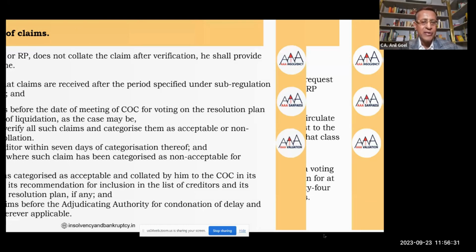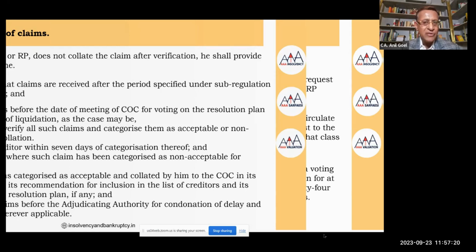One important part is that it is only for the class of creditors that there is now a power of the class of creditors to replace an authorized representative. In regulation 16A, sub-regulation 3A has been inserted, and the process that has been defined is that at least 10% of the voting share of the class of creditors should make an application to the RP seeking replacement of the AR. They also have to propose an insolvency professional of their choice, by making a request to the RP, who shall circulate such request to the creditors in that class.